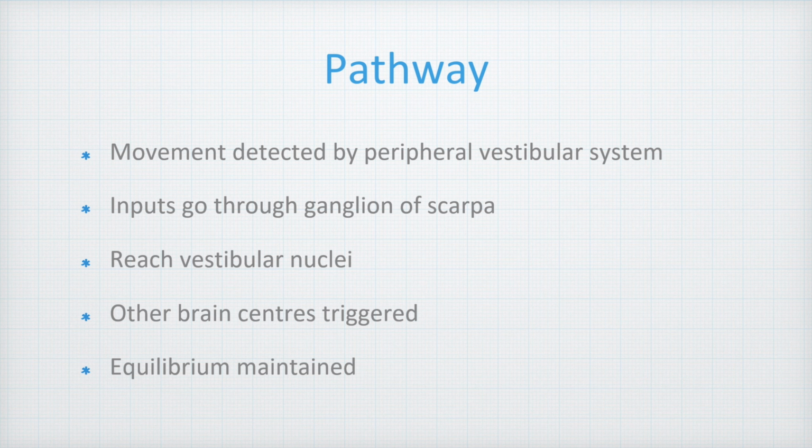Now from these vestibular nuclei, other parts of the brain will get triggered, and then equilibrium will be maintained. This is the broad description of how equilibrium is maintained. Movement happens, detected by the peripheral vestibular system in the inner ear. The inputs will go through ganglion of Scarpa, reach the vestibular nuclei. Other brain centers will get triggered and equilibrium will get maintained. It's a complex procedure, but this is the most simplified description of it. Let's understand this in greater detail.